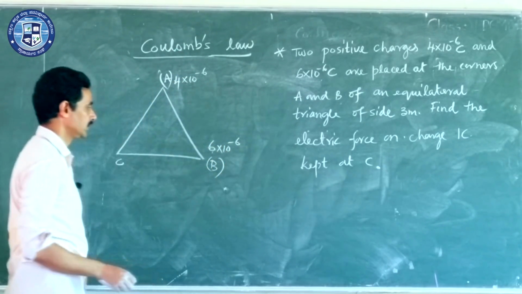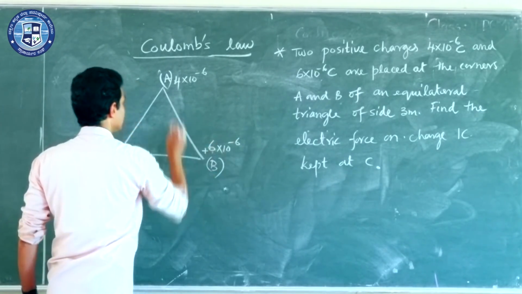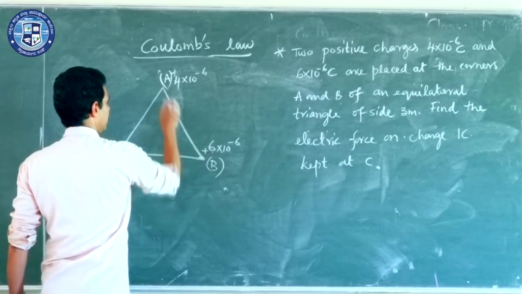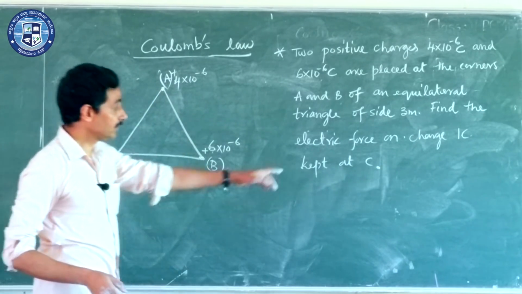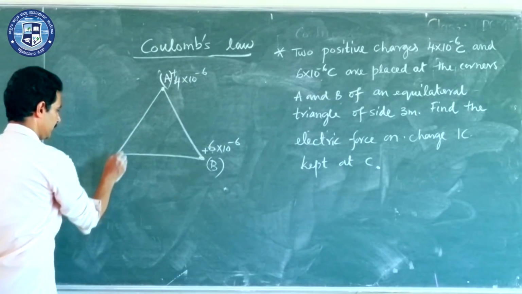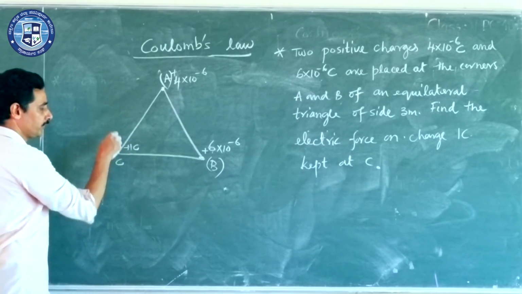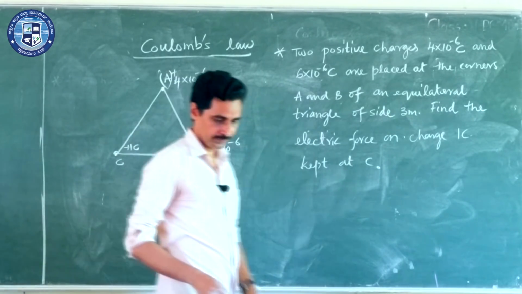Never mind, you can do it in the other way also. So they are kept, and both are positive. This is plus, this is plus. They are kept at A and B. And at the third corner C, you have to place 1 Coulomb charge. So let me place plus 1 Coulomb here. What is the net force on this?